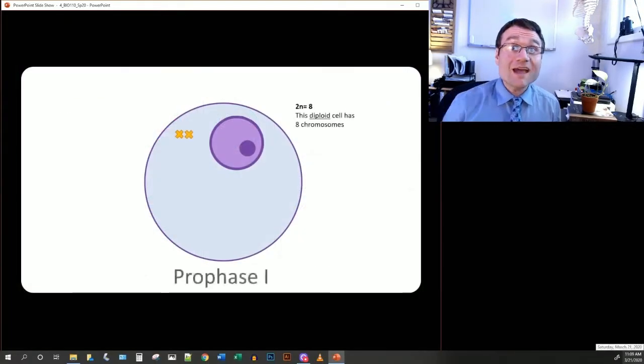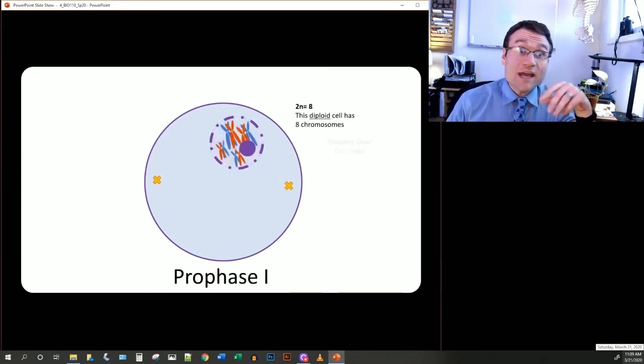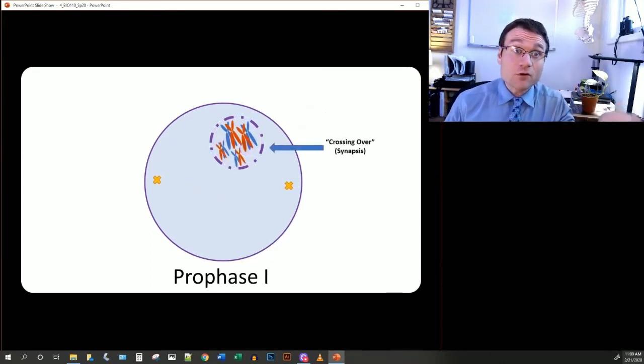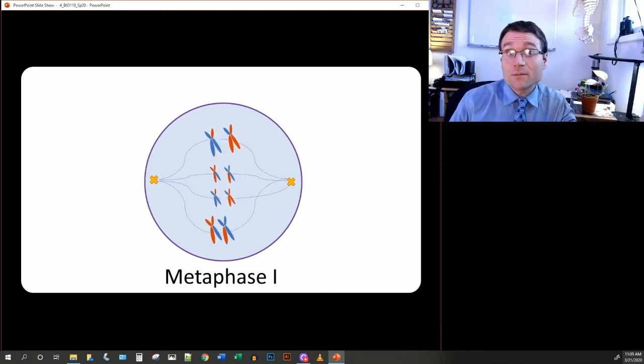So here's my animation of meiosis. In prophase 1, we have crossing over. That's the big important thing. But we have the nuclear membrane breaking down. We have the chromatin condensing. We have the centrosomes migrating and the spindle fibers developing.